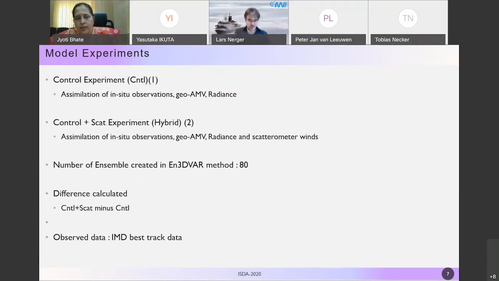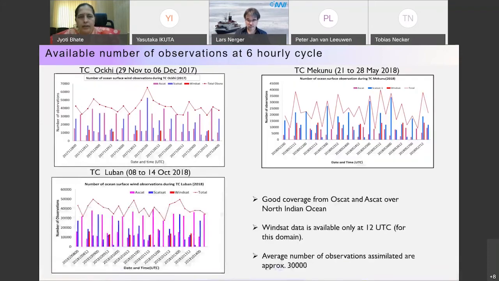For the ensemble method, we have considered 80 ensembles, and we have calculated the difference between the hybrid experiments, that is control plus scatterometer minus the control. We have used the IMD best track data for the validation of track and intensity. And this is a snapshot showing the number of observations we have assimilated at each 6-hourly interval.